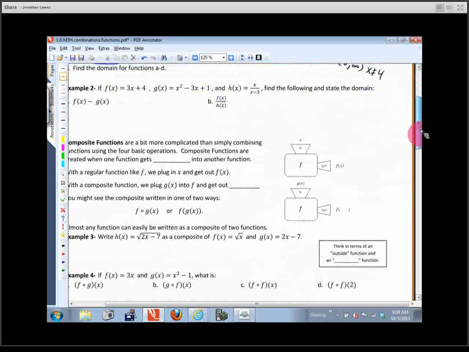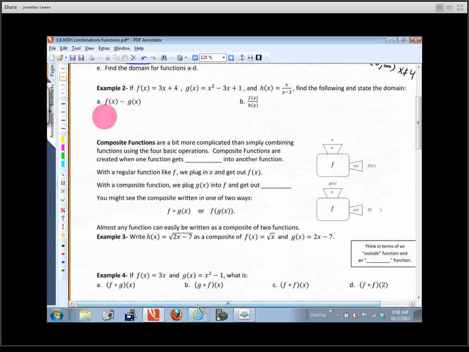Okay, so those are some pretty simple problems there. Let's take a look here. Let's do f minus g. Here are a couple functions right here. There's f, there's g, there's h. And then it says, find the following and state the domain. Usually it's not very difficult to figure out what the new function is.